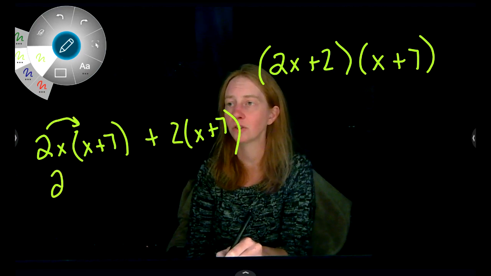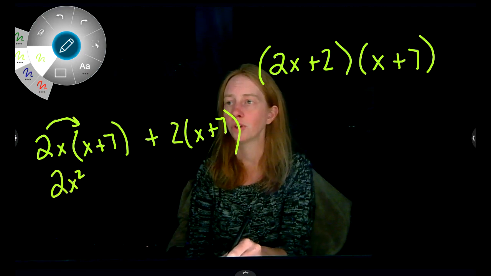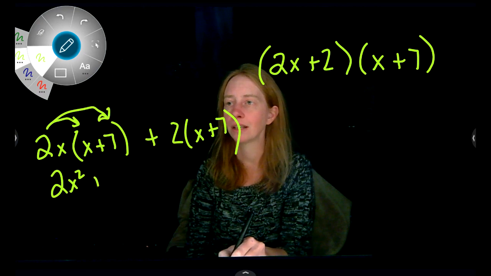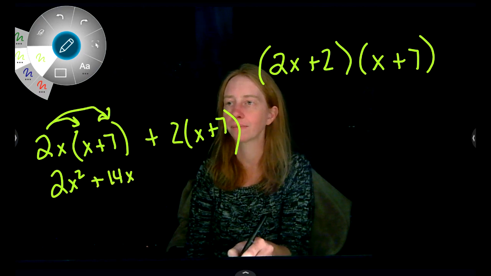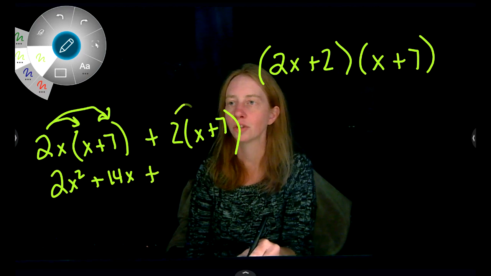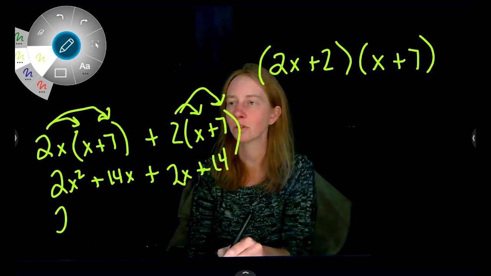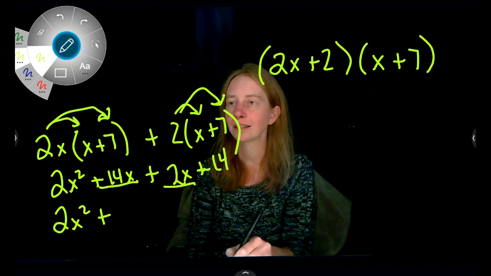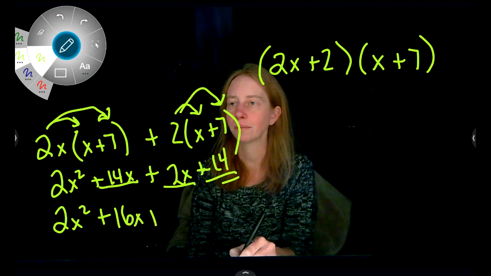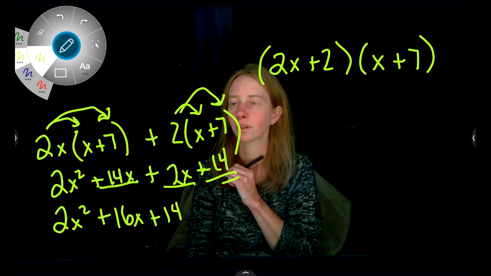2x times x is 2x squared. 2x times 7 is 14x, plus 2x and 14. So I'm going to combine like terms. 2x squared plus 14x and 2x is 16x plus 14.